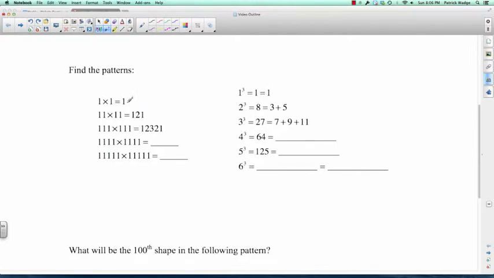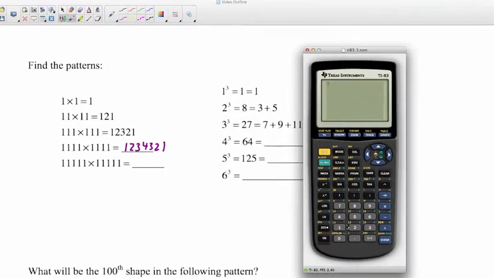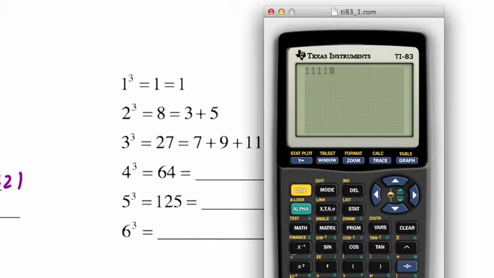Well, if you look at these answers, I bet you see the pattern. And I'm betting that you're going to guess that the answer is 1, 2, 3, just like it was here, but it's going to go 4, 3, 2, 1. Now, is that true? Well, maybe, but maybe not. Maybe this pattern only works for the first three. Of course, in this case, we could confirm it. We could use a calculator. So let's try it. 1,111 times 1,111 equals 1,234,321.